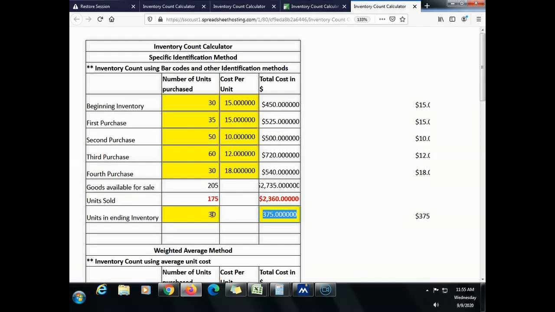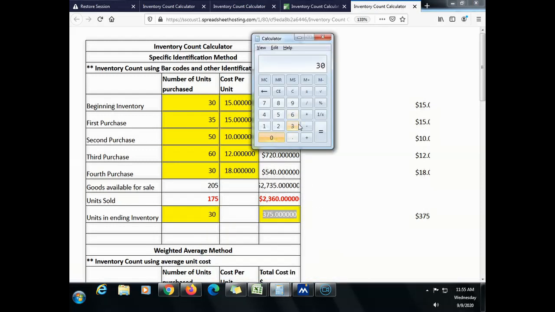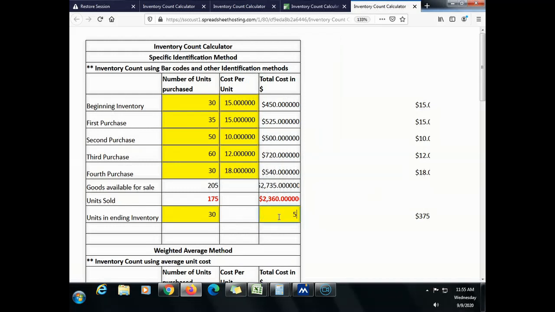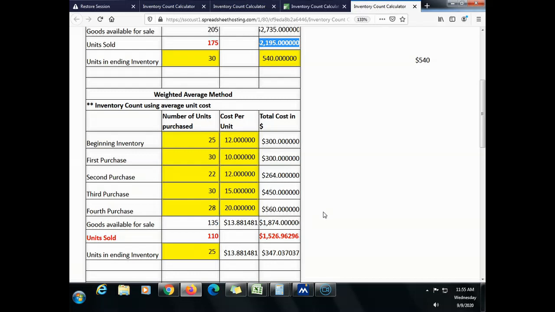Now for 30 units, if you're using specific identification, let's say the price is $540. Your total cost of goods sold will be $2,195. Next you have your weighted average method.